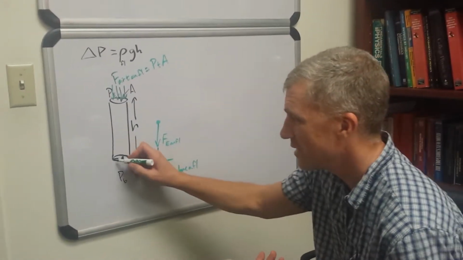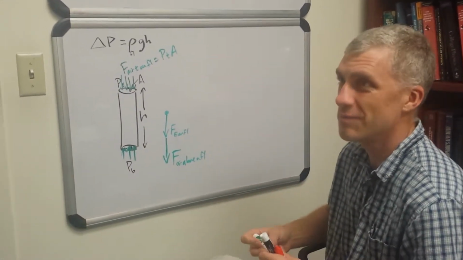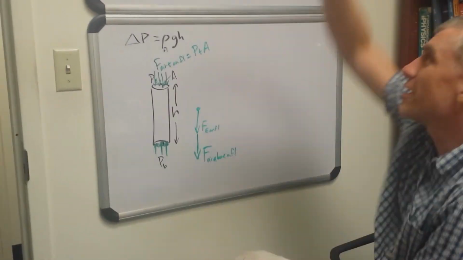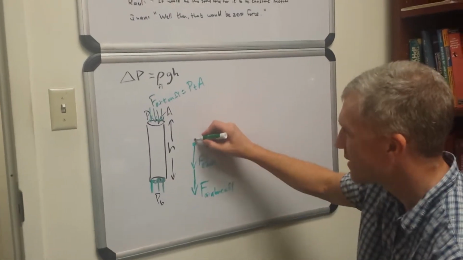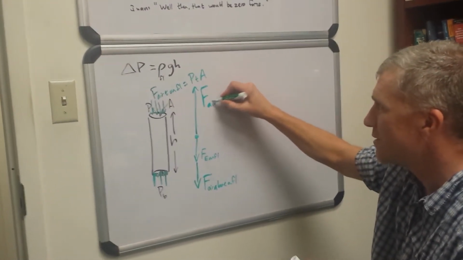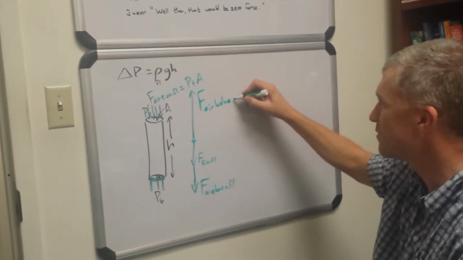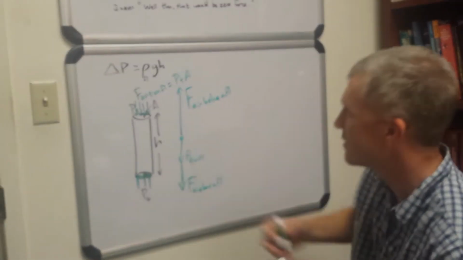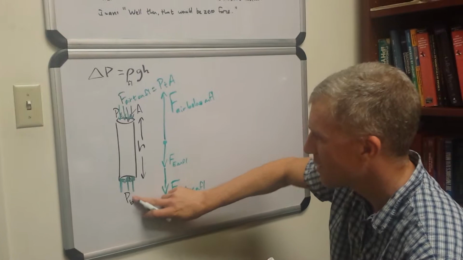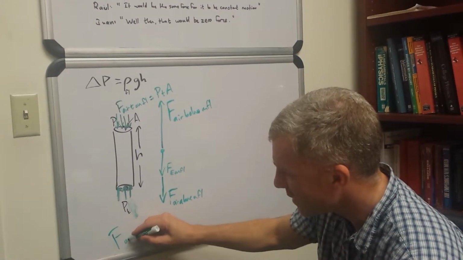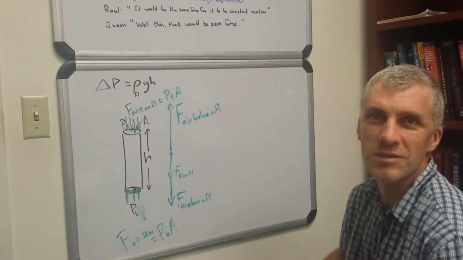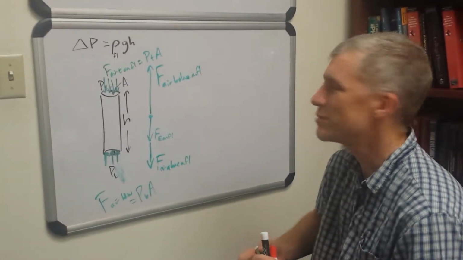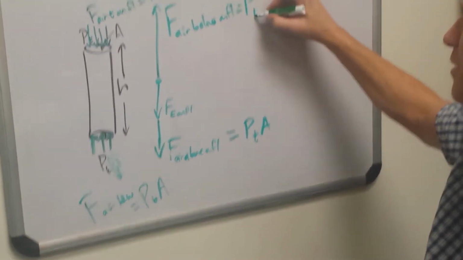There's pressure here, it's pushing up. I'm looking at any random column. I start here and I finish up here. It's floating, right? So the force of the air below, pushing up on the fluid, is equal to the pressure at the bottom times the area. That's the definition of pressure: the ratio of force per unit area. So this is pressure at the top times area, and this is pressure at the bottom times area.